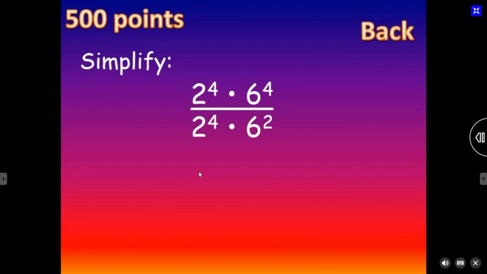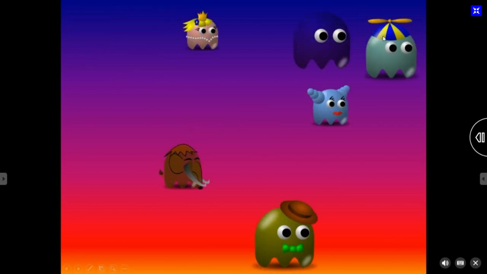Again, over and over again. What's 2 to the 4th divided by 2 to the 4th? Same wrong answer over and over again. 1. Don't forget. Alright, what is 4 minus 4? And again, what is any number in the world to the 0 power? 1. Alright, going back.